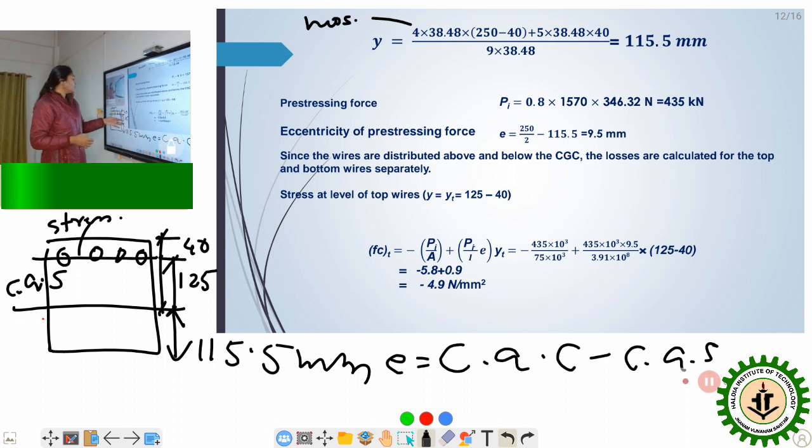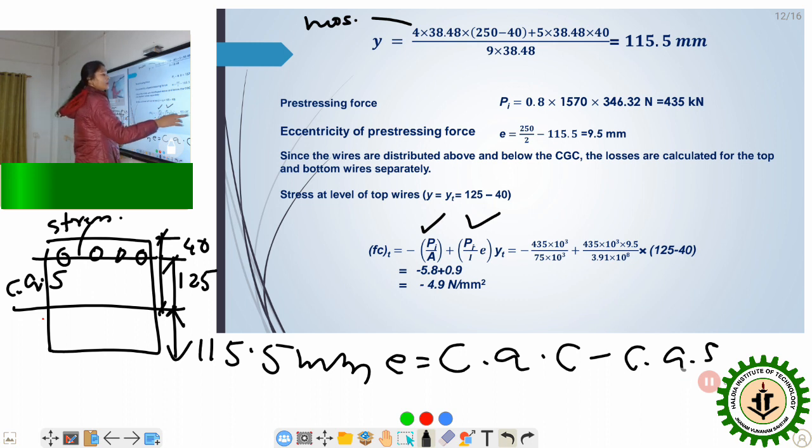So basically from the midsection at a distance of yt, here we have the axial force, that is Pi by A, which is the initial pre-stress force divided by A, which gives you the stress due to the initial pre-stress force. And this is the tension in the concrete due to the eccentricity of the steel tendons from the CGC. Now we know E, we know YT, we know Pi, we know I. We are putting those values in and we are getting the compressive value, that is minus 4.9 Newton per millimeter square. Compressive stress has been generated in the section.